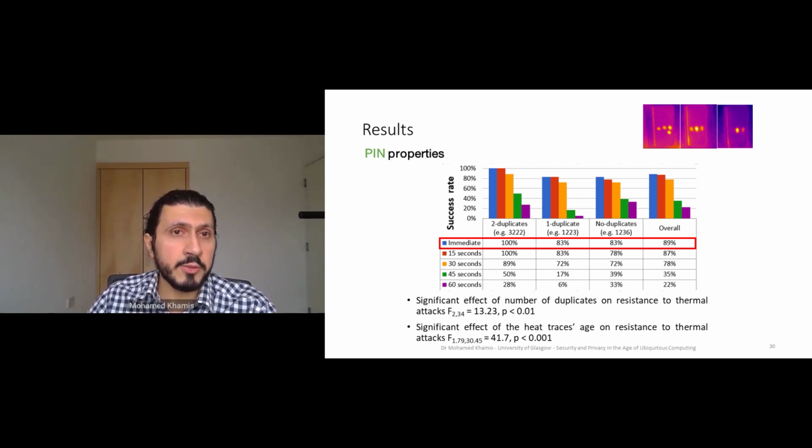So the accuracy of the attacks is very high at the beginning. It goes lower over time. In the first 30 seconds, it's highly successful, up to 90% success in identifying the input.